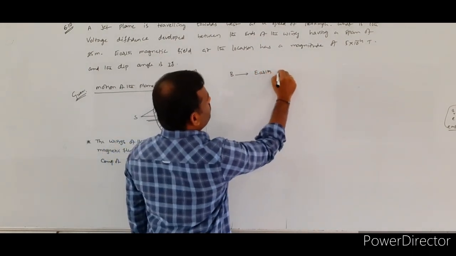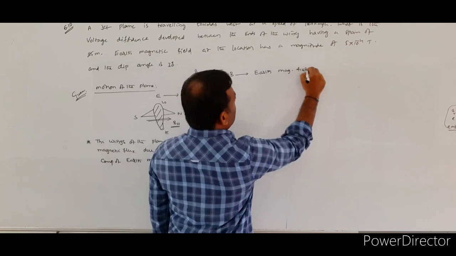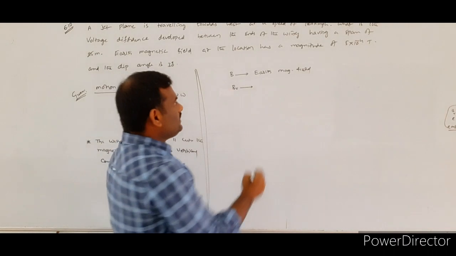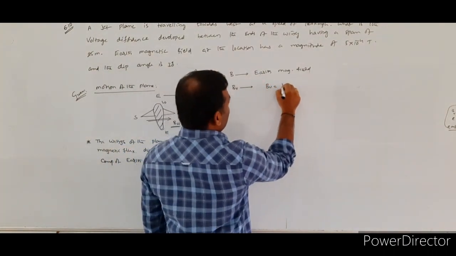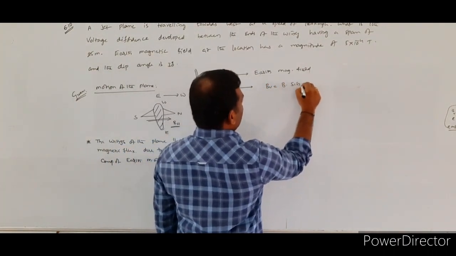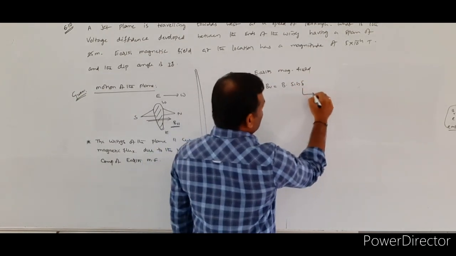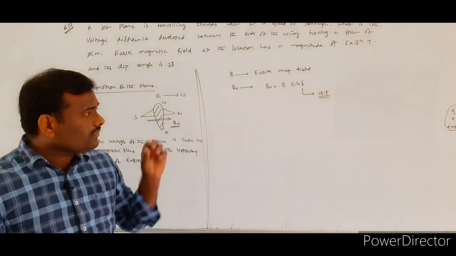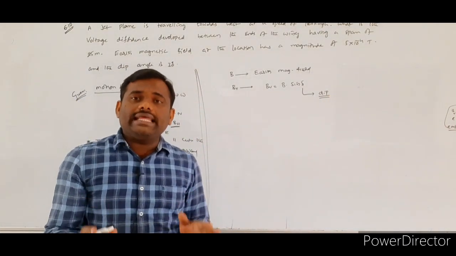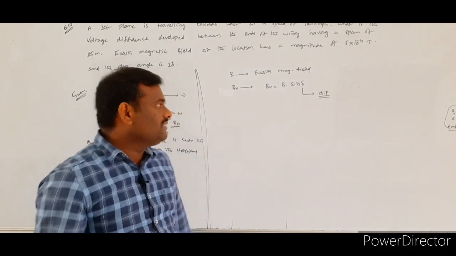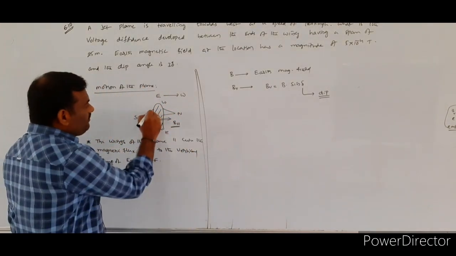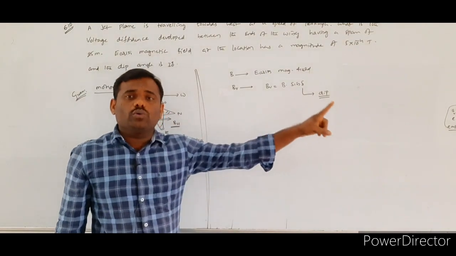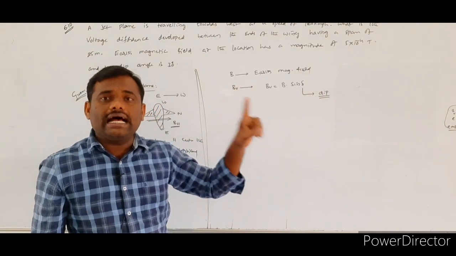If B indicates the earth magnetic field, the vertical component of the earth magnetic field is given by BV is equal to B into sin delta, where delta is called the angle of dip. To calculate the induced EMF across the wings of the given plane, which component of the magnetic field do we consider? The vertical component of the earth magnetic field.